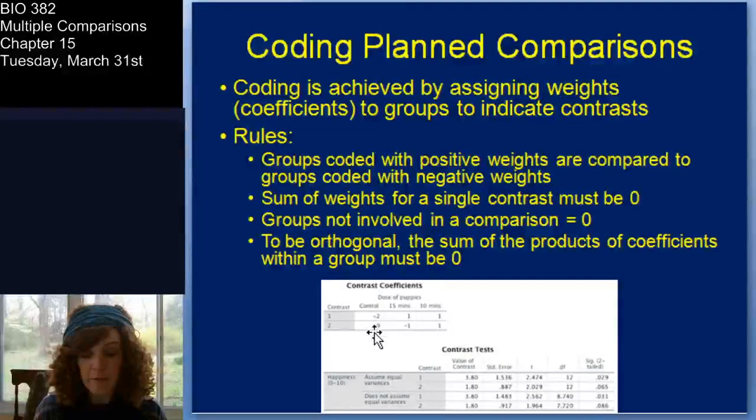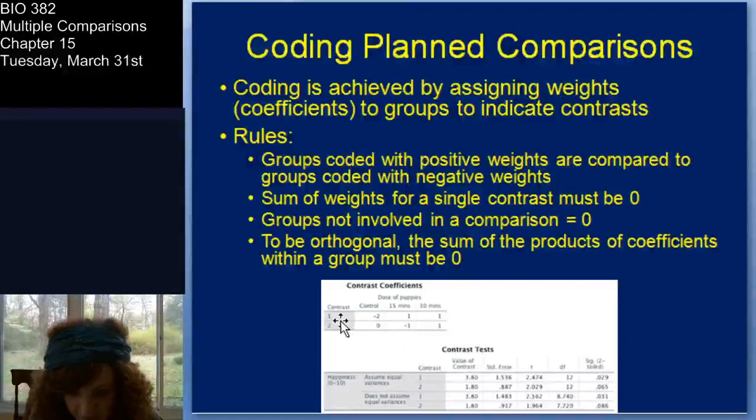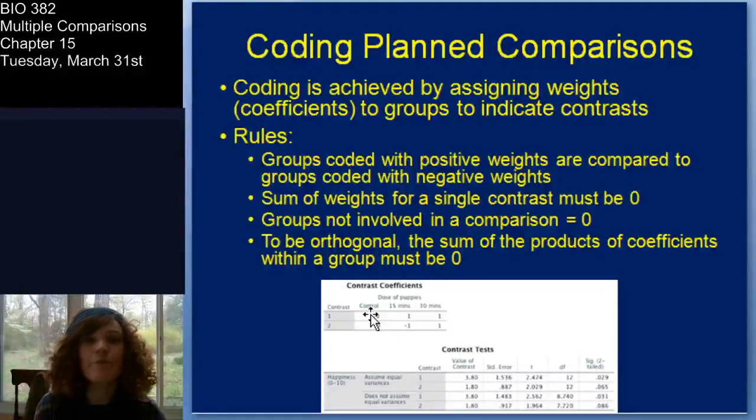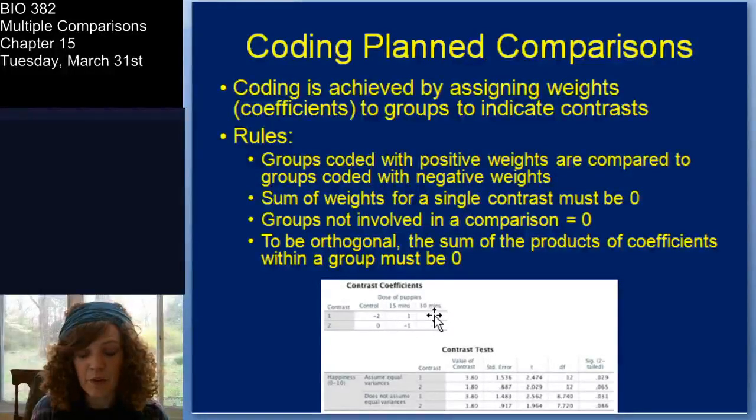So positive weight, nope, it's negative. Sorry, y'all, it's small on my computer. So -2. So here what's happening is they're comparing this group to these two, okay? So comparing control to these two groups, the combined means. So that's comparing negative to positive.